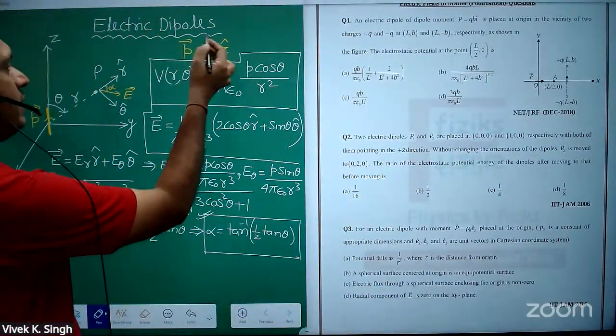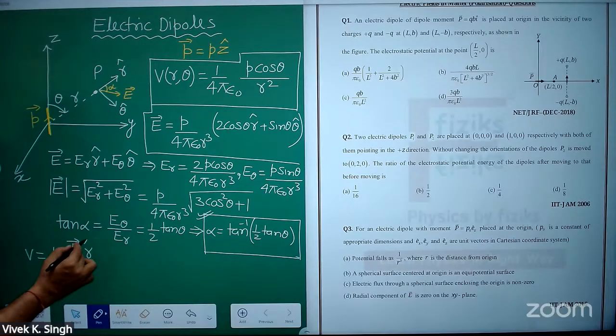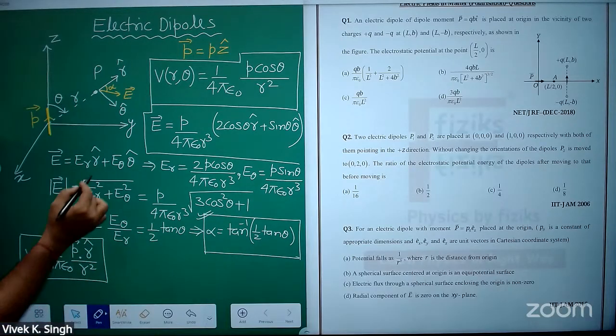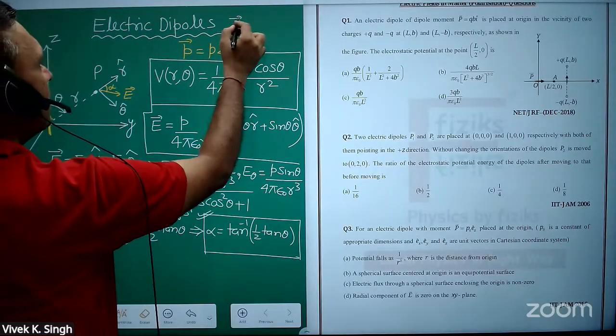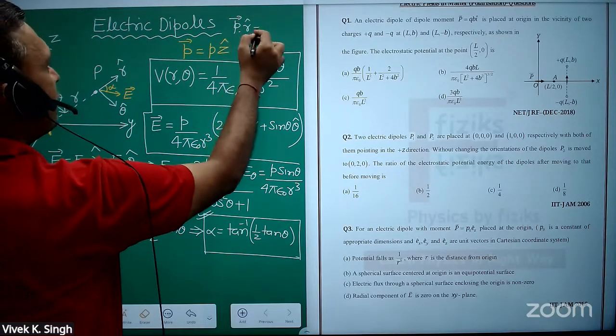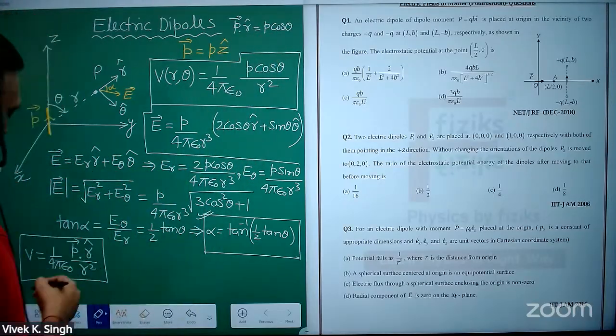We can also write this in coordinate free form. So this potential can also be written as 1 by 4 pi epsilon naught P dot r cap by r square. This is the coordinate free form of potential, because P dot r cap is simply P cos theta. If you calculate P dot r cap, this value will be P cos theta, because z cap dot r cap will be cos theta.